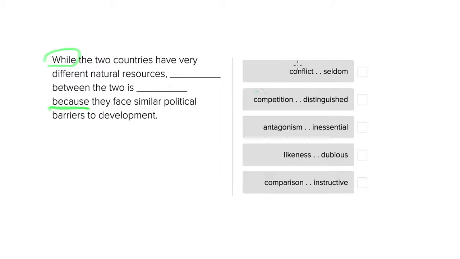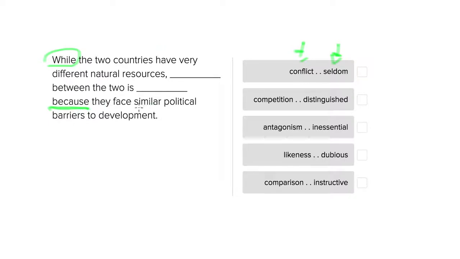Option A here is conflict and seldom. So, while the two countries have very different natural resources, conflict between the two is seldom. This satisfies the first thing. They are different. However, their conflicts, the problems that they have with each other, which is what conflict means, are seldom. And seldom means rare, so it doesn't happen very often.